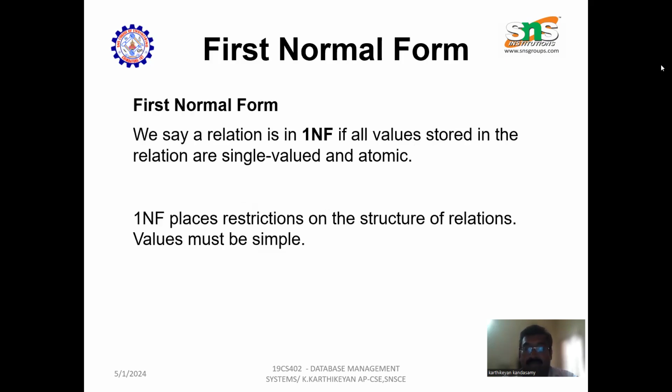In the first normal form, we say a relation is in 1NF if all values stored in the relation are single-valued and atomic. It places a restriction on the structure of the relation: the value must be simple.